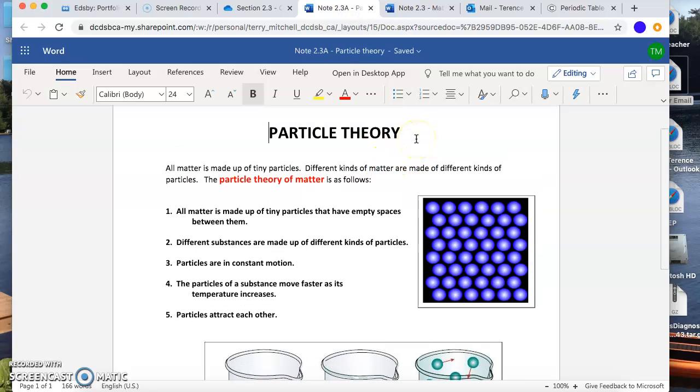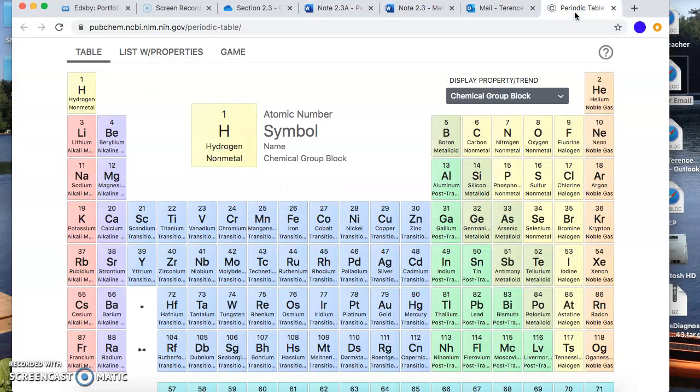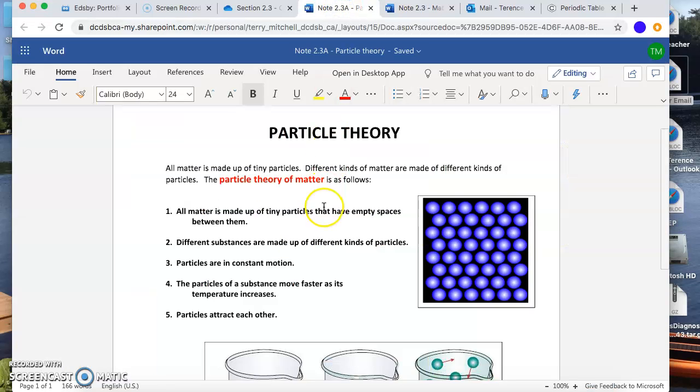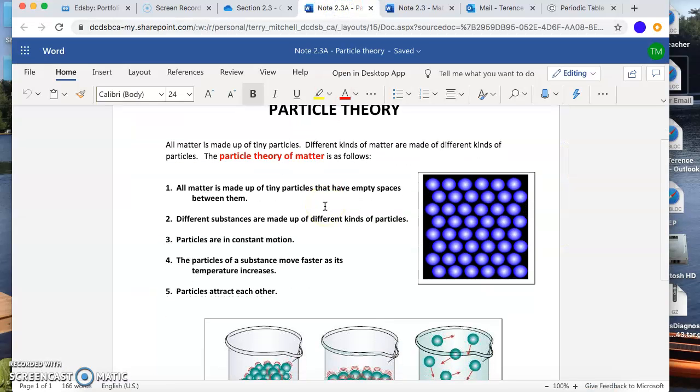Particle theory. So everything is matter. Matter is anything that has mass or weight and takes up space. And everything is made up of little tiny particles. We talked about that already in the last note. Everything's made up of these different atom types. Now, those atoms act in a certain way, and that's called the particle theory of matter. And there's 5 main parts to it.